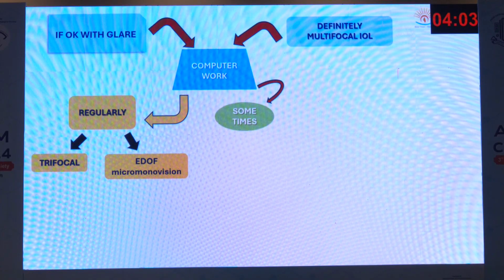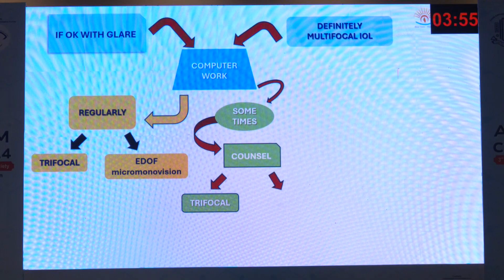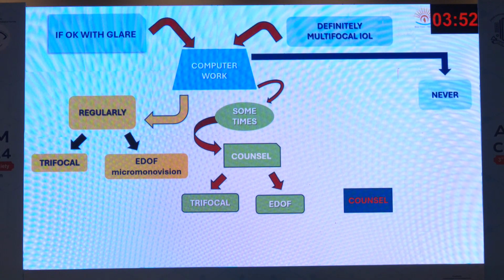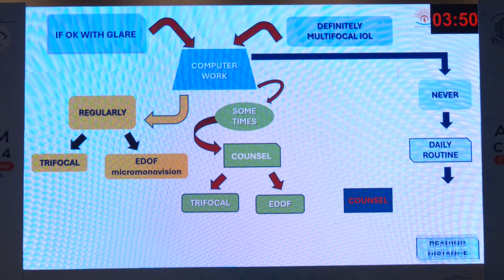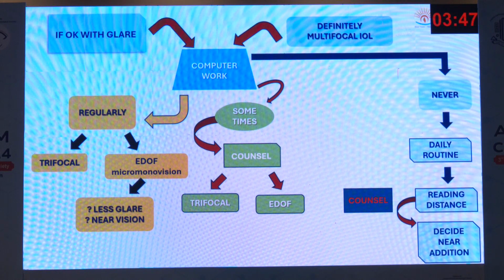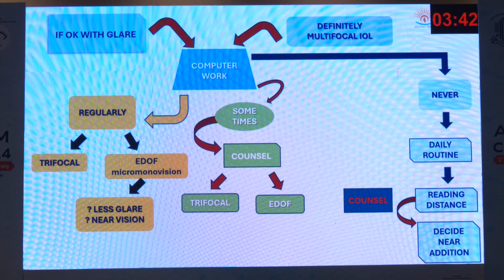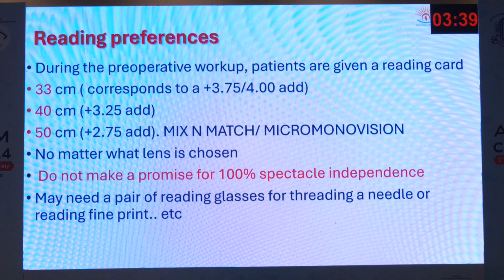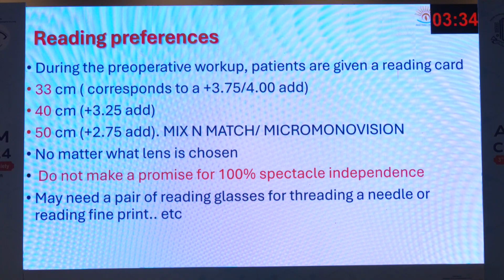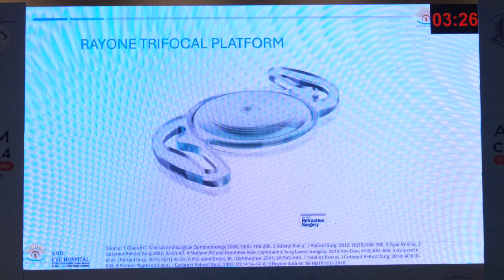Suppose he is a computer executive who requires 8 to 9 hours of computer work, definitely you have to address intermediate vision. So either you give him a trifocal or you give him an ADOF, and if he also wants near vision, you can explain micromonovision to him. Also, you need to understand that many of these ADOF lenses give only intermediate vision, so you have to explain to the patient that he requires a reader. Whatever the reading distance of the patient, we give him an inverted paper to read and then see at what distance he requires the reading material. So do not over-promise to these patients and also take an extra consent from them.